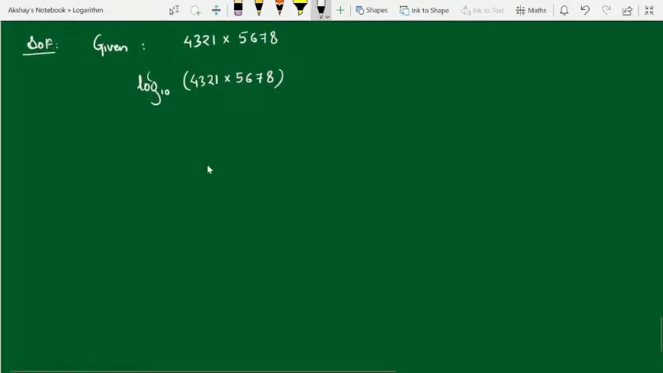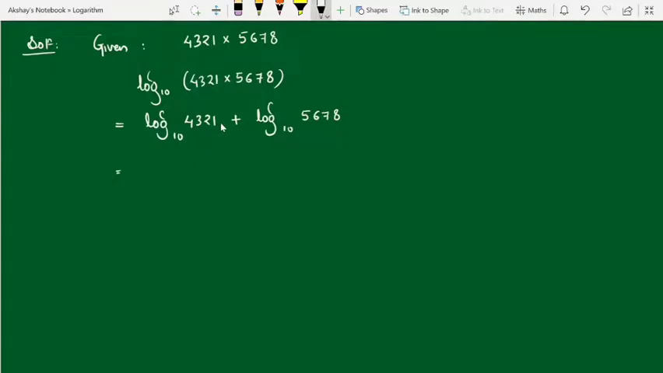Now this is A into B format. So how can I write this one? Log of A into B is given by log A plus log B. So what is the log A value? 4321 is our A, for the base 10, plus log of what is the B value? 5678, and here base value 10. Now will you tell me what is the characteristic for this part? 4321 greater than 1 or less than 1? Very good. The value is greater than 1.